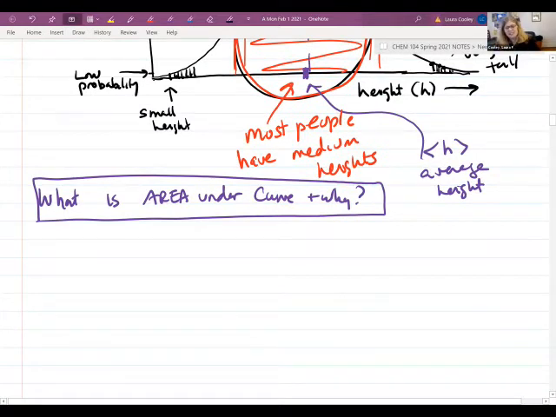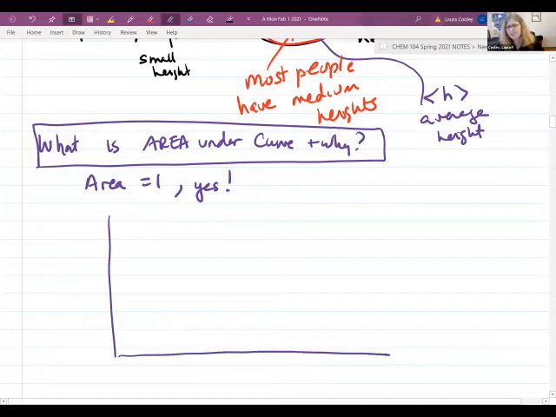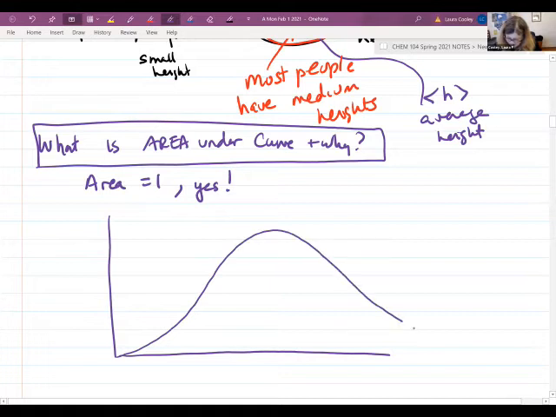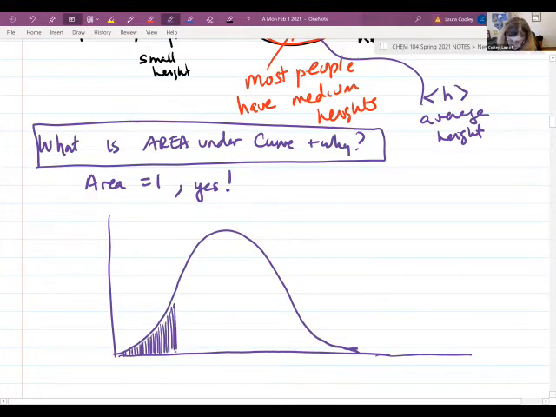Somebody said 1. The area is 1. But the question is, why is it 1? Anybody have an answer to why it's 1? Because all the probabilities have to add to 1. Yeah, exactly. All the probabilities have to add up to 1. So what you're basically doing when you're finding the area under this curve is you're adding up all the probabilities, all these little lines for all these different heights.